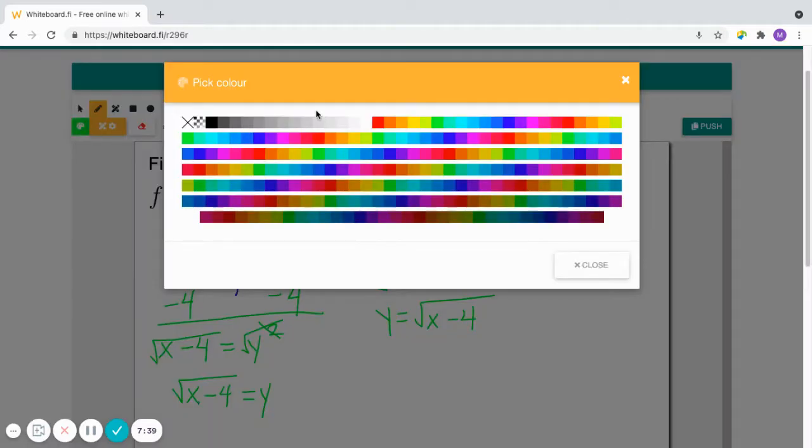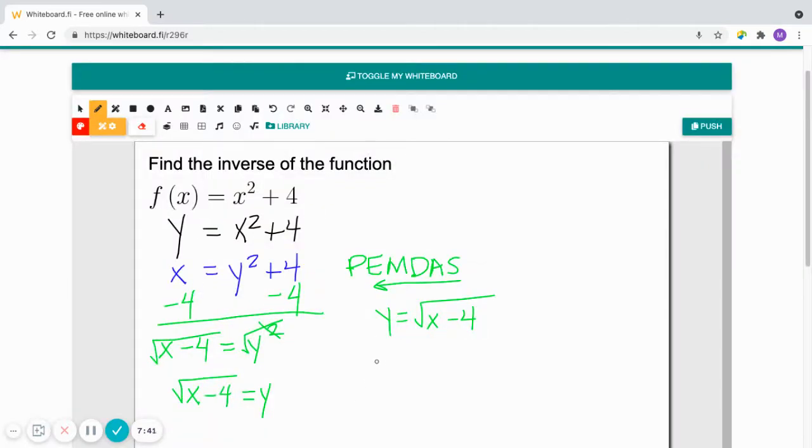But we want to put this in function notation. So we replace y with f of x to the negative 1 power, which represents the function f of x inverse, equals the square root of x minus 4. And this, my friends, is our inverse function to the original function here.